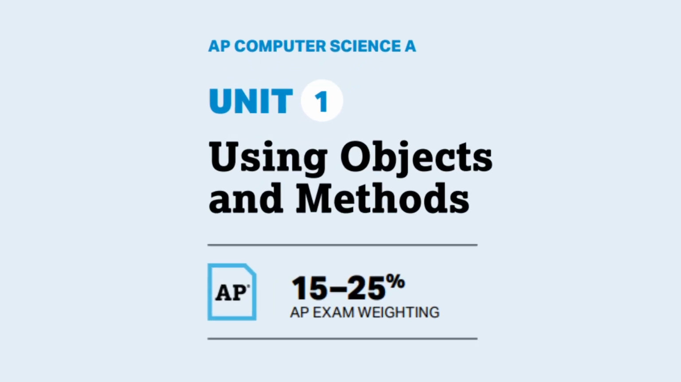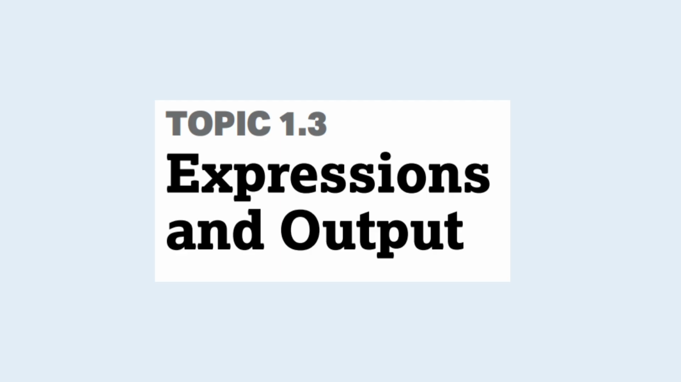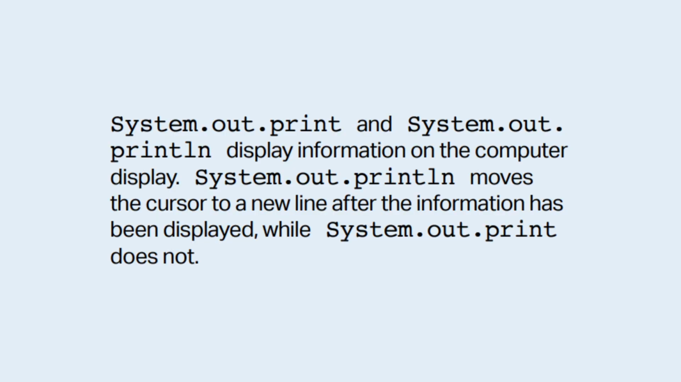First is Unit 1, using objects and methods, making up 15 to 25% of the exam. And in this video, we're going to be covering topic 1.3, expressions and output. System.out.print and System.out.println display information on the computer display. System.out.println moves the cursor to a new line after the information has been displayed, while System.out.print does not.